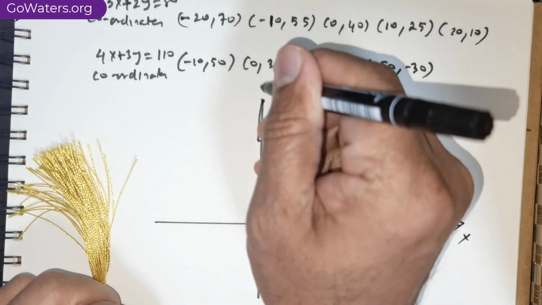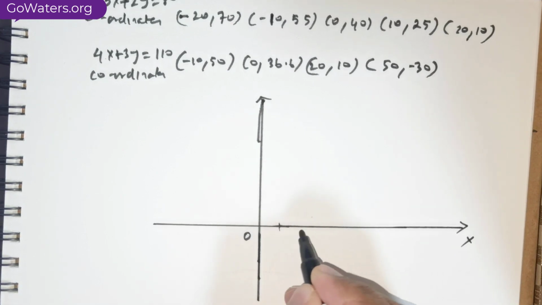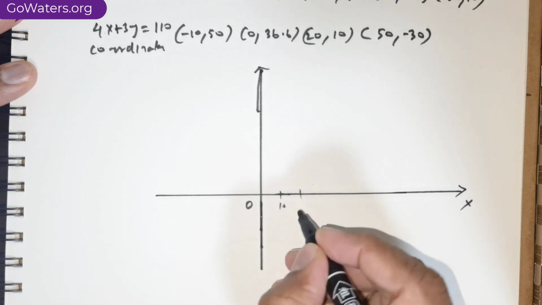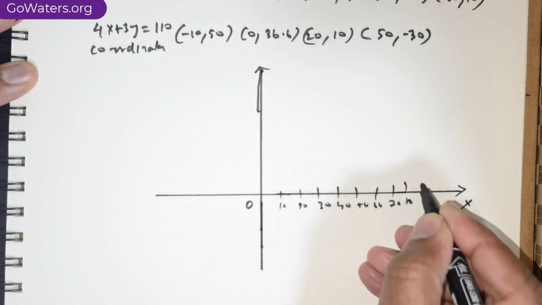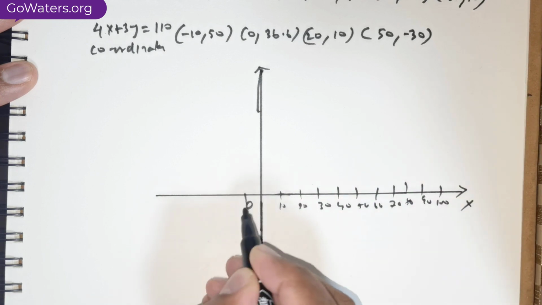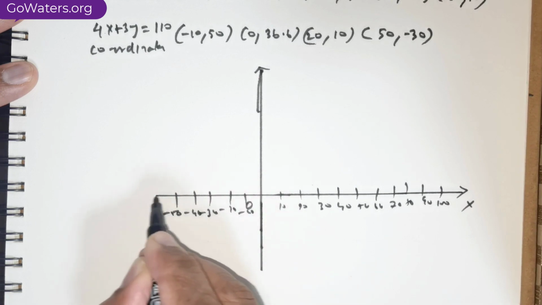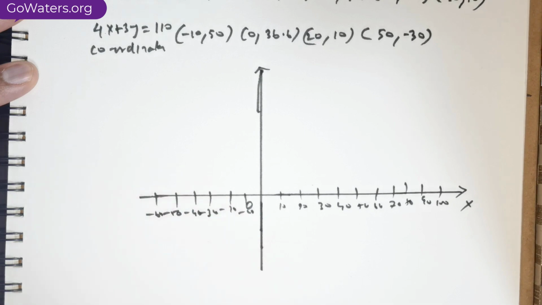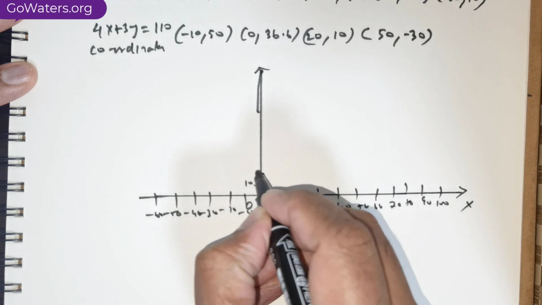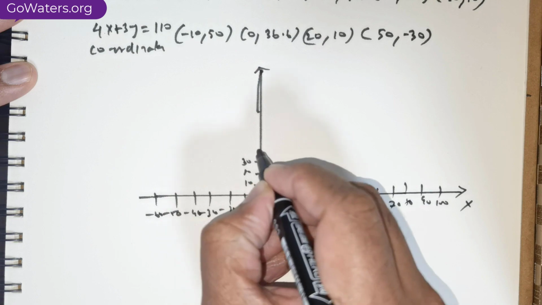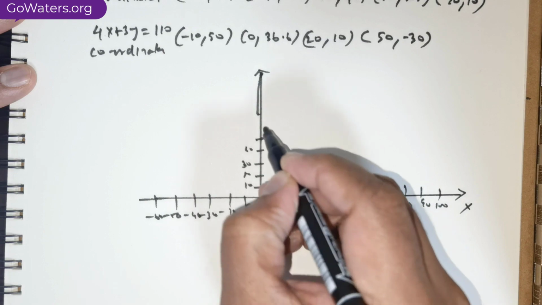So this is the x-axis, this is the y-axis, this is 0. Let's take this as 10 units, 20, 30, 40, 50, 60, 70, 80, 90, 100, negative 10, negative 20, negative 30, negative 40, negative 50, negative 60, and so on. This is 0. And this is going to be 10, 20, 30, 40, and so on, 50, 60.